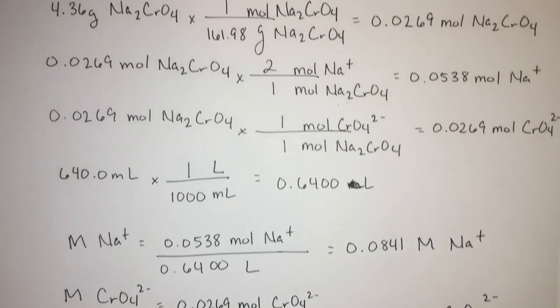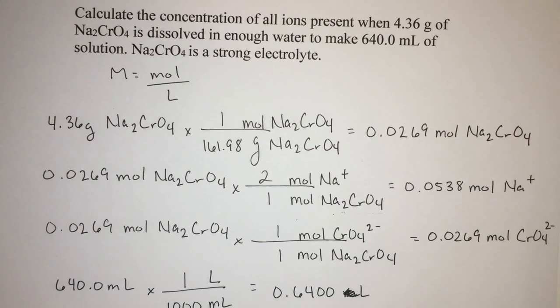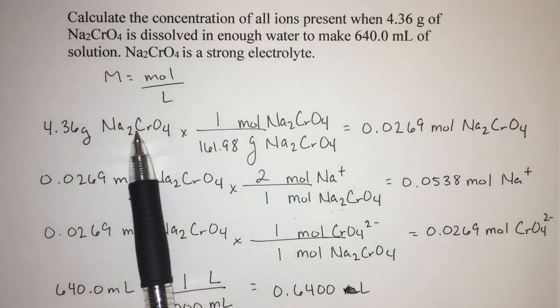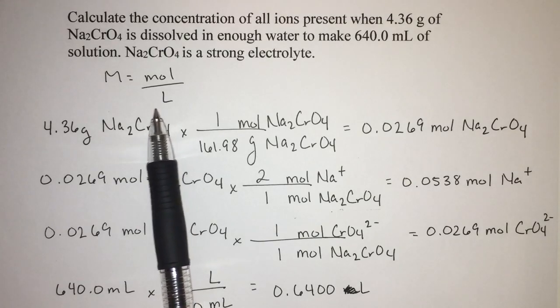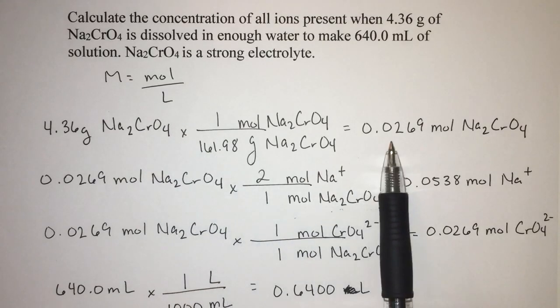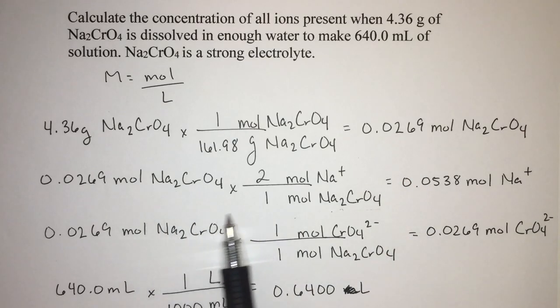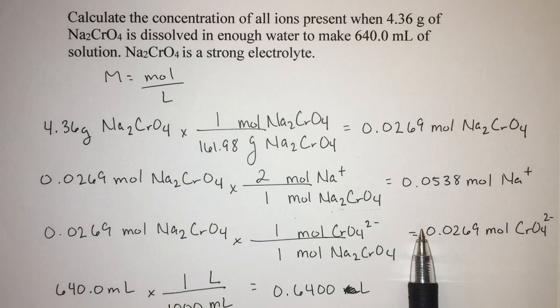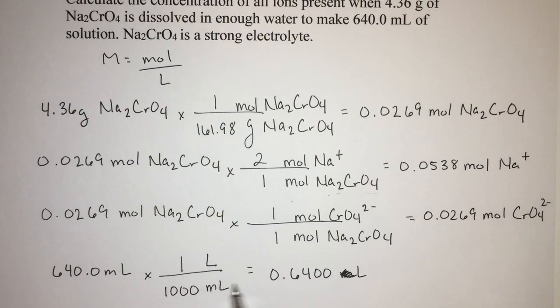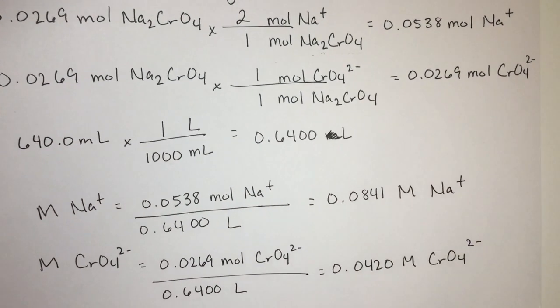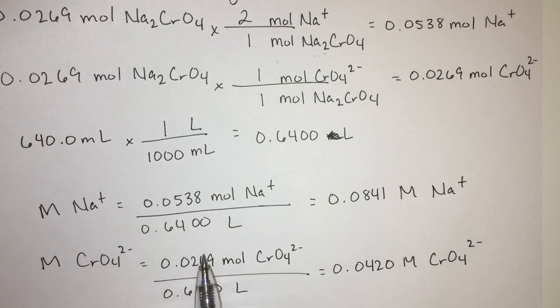So there we go. Let's do a quick recap. So we're looking for the concentration of all the ions in solution. That means we're looking for the molarity of those ions. Molarity is defined as the moles per liter. So we needed to find the moles of the ions first. That's what we do right here, by finding the moles of the compound first, and then finding the moles of the ions. We converted our volume to liters, and then we found the molarity of each ion by taking the moles of ion and dividing by the volume of the solution.